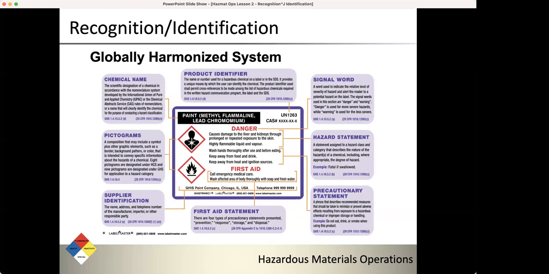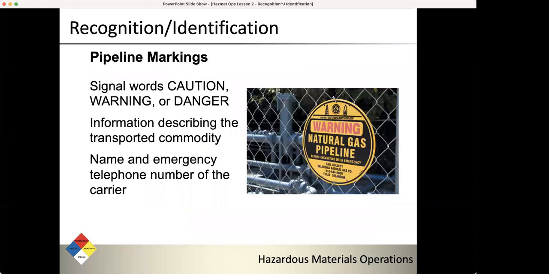Also, with the globally harmonized system, the label will have more information on it possibly. It tells you what the hazards are, the pictograms, what the hazards are, and how to take care of things.